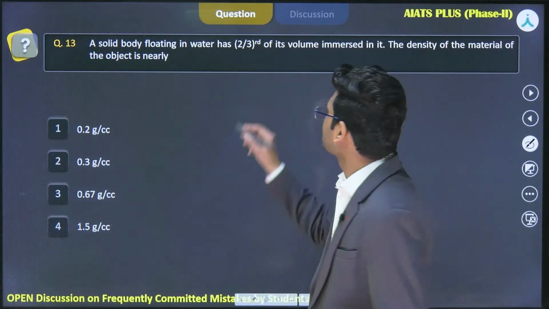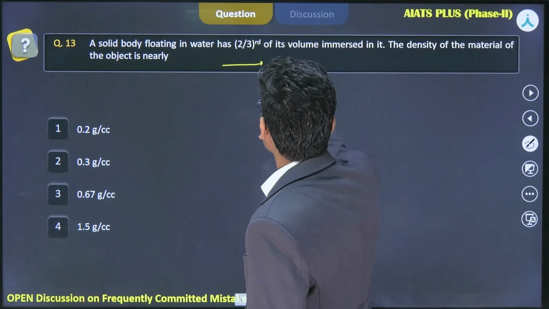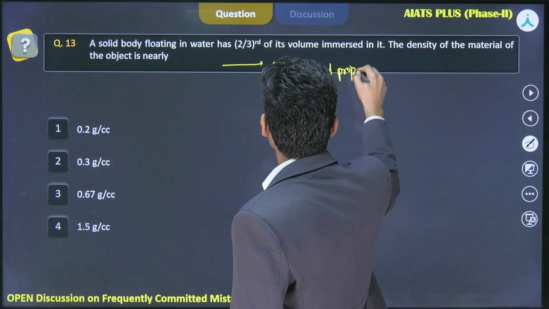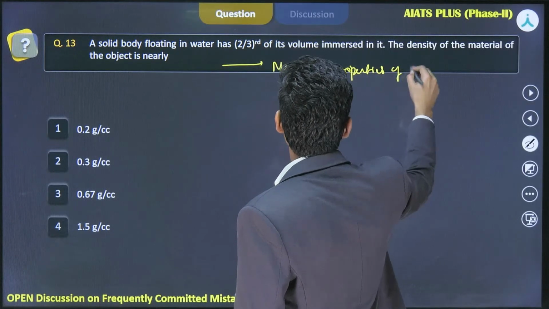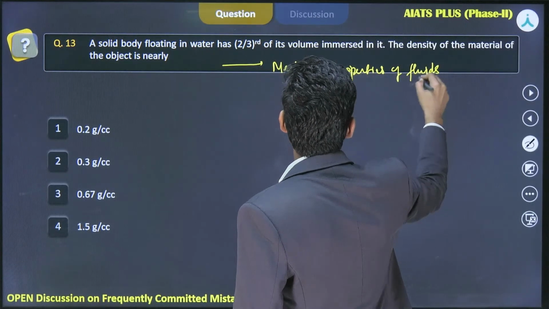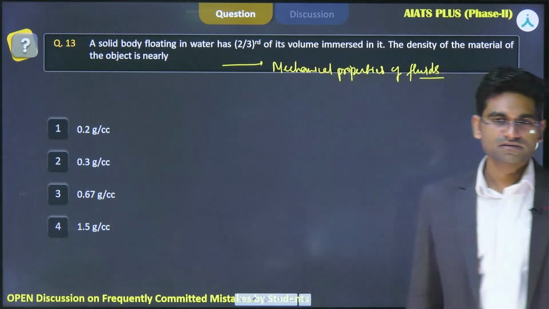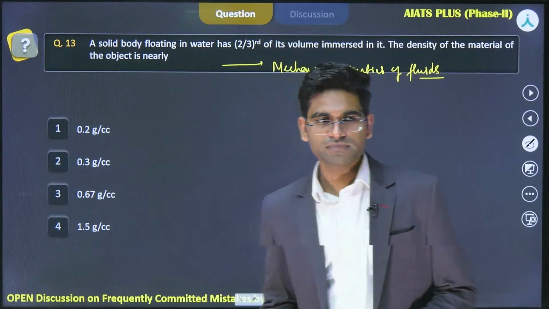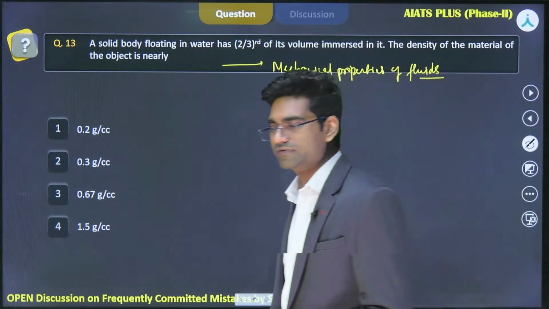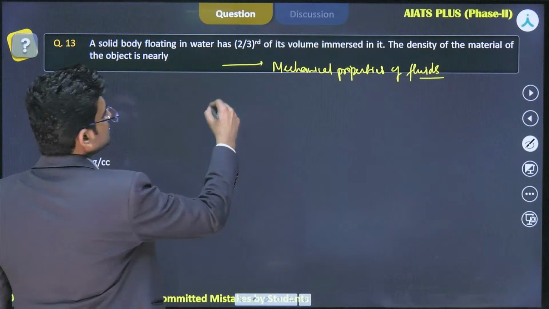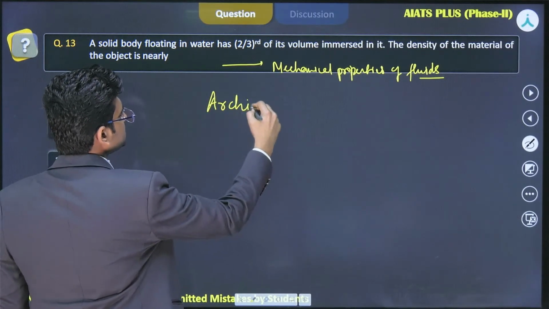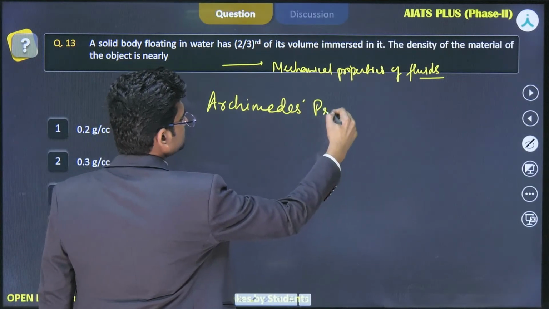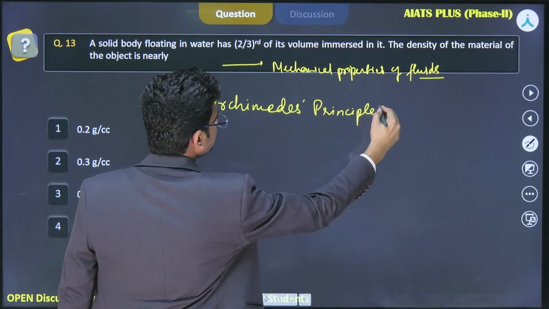So the chapter is mechanical properties of fluids. This is the chapter in which we study this concept. But what is the name of that concept? Somebody tell me what is the name of the concept which we can use here to solve this? This is based on Archimedes' principle.